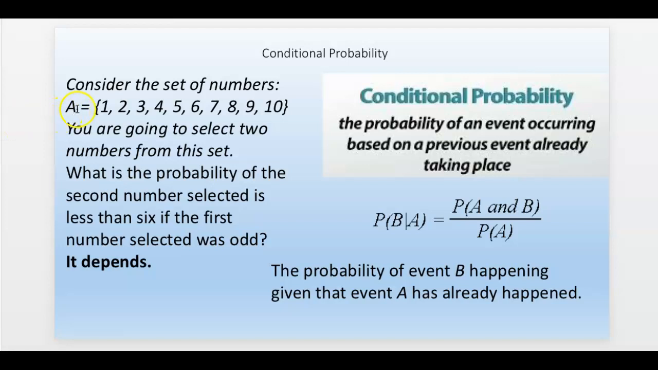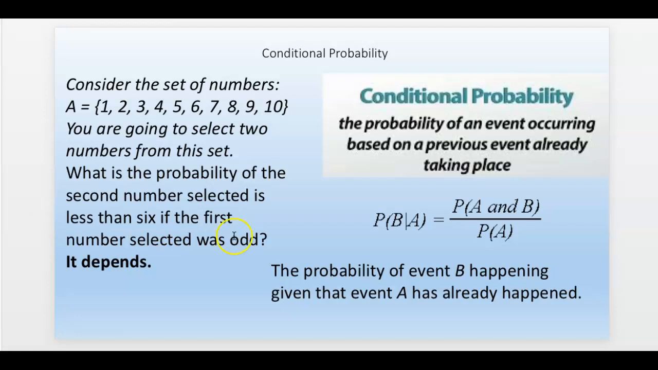All right, and think about these numbers up here, 1 through 10. If I'm going to select two numbers from that set, what's the probability that the second number selected is less than 6 if the first number selected was odd? Well, look, it depends. If the first number I selected was 9, then there's still more numbers less than 6 left. But if I selected the number 3, then there are less numbers less than 6 left. The first selection will affect the second.